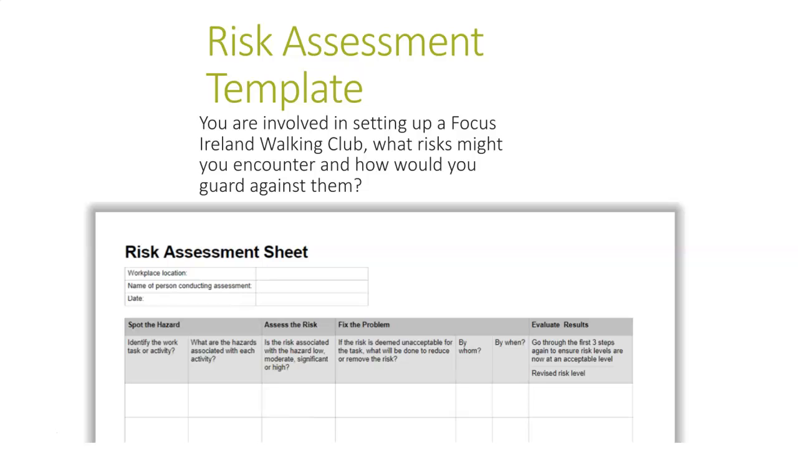Then the second task you need to do is to assess the risk. Is the risk associated with the hazard low, moderate, significant or high? And then the next one, you have to fix the problem. If the risk is deemed unacceptable for the task, what will be done to reduce or remove the risk? And then by whom? And then by when? Then the last one is to evaluate results. Go through the first three steps again to ensure risk levels are now at an acceptable level, and then a revised risk level. So that's really what the assessment sheet is.